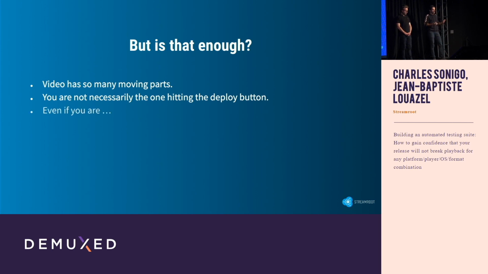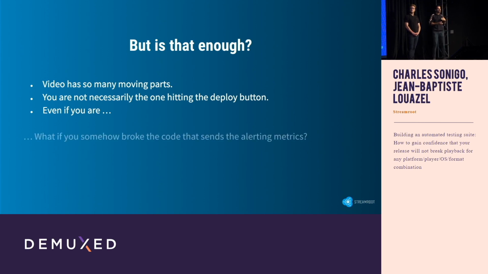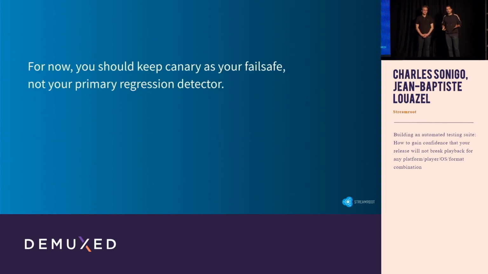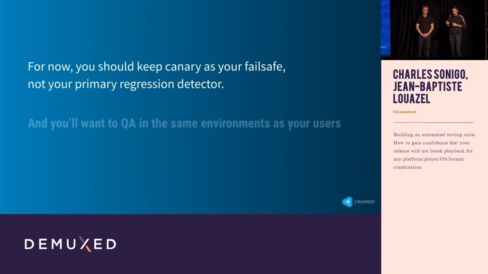So even if you were controlling the entire deployment, there's also the scary possibility that the code you're releasing is going to break this canary alerting deployment system that you have in place. What are you going to answer to all of the angry tweets? Are you just going to send a screenshot of your monitoring tool saying, look, it's working? What are you talking about? So for now, we should keep thinking about canary and all of these tools as a fail-safe, especially in the video space, and not as our primary playback regression detector.